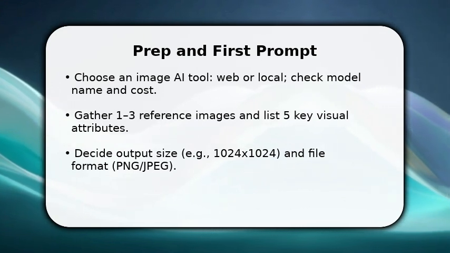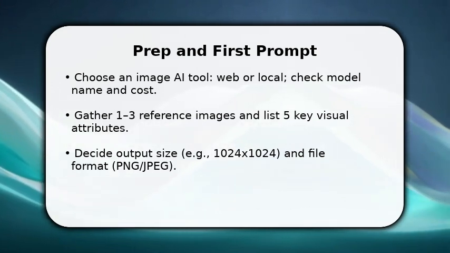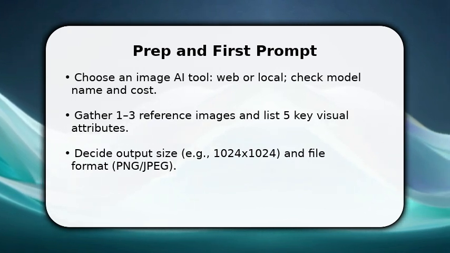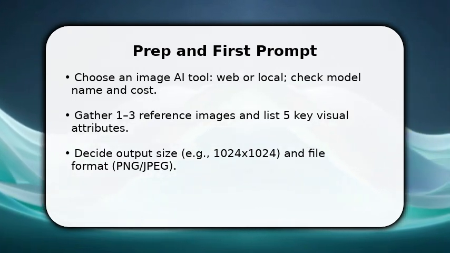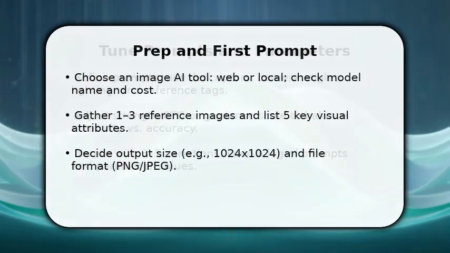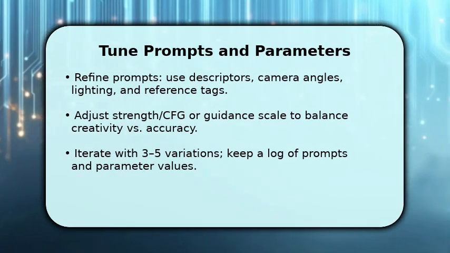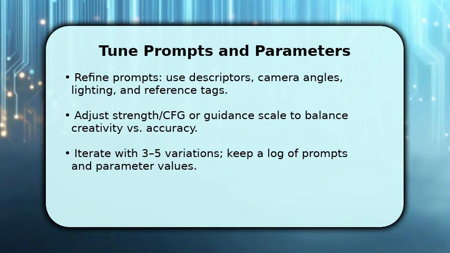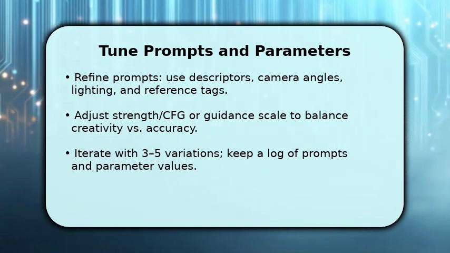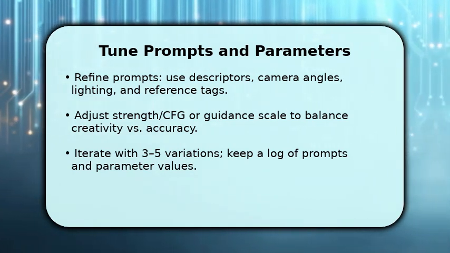Make sure to write a short initial prompt describing subject, style, and composition. This first prompt establishes the direction the model will follow. You now refine prompts and parameters to shape results. Include descriptors like lens type, time of day, or artist reference to guide style.